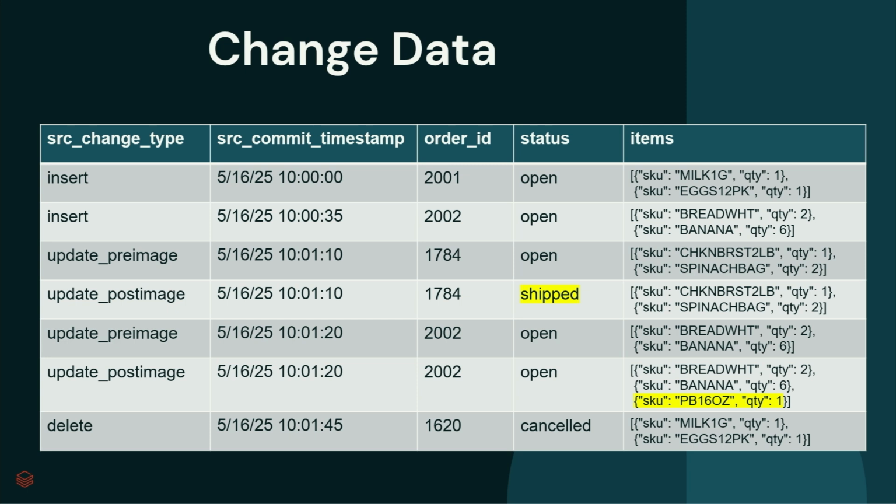Order 2002 that was previously inserted got an update a few seconds later. You can see the items array was changed, and a third item was added. And then order 1620 was deleted. A key thing here is that in that delete activity, I still see the entire row. So I see what it looked like at the point where it was deleted.